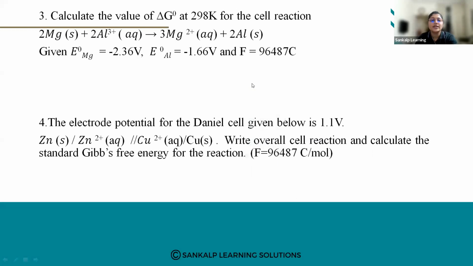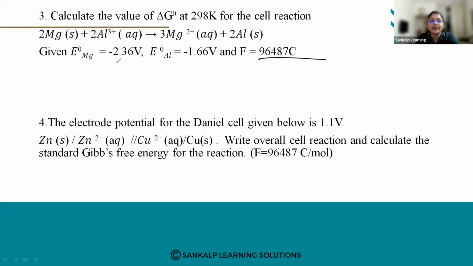So for the answer, you'll lose the mark if you do not write the units. Next question. Calculate the value of delta G naught at 298 Kelvin for the cell reaction. The cell reaction is given: 3 Mg plus 2 Al3+ aqueous giving 3 Mg2+ plus 2 aluminium. E naught of Mg is given as minus 2.36 volt and E naught of aluminium is given as minus 1.66 volt, and the Faraday value is 96,487 coulombs. So how do you find it?